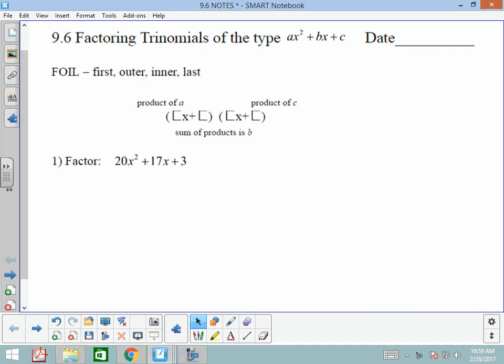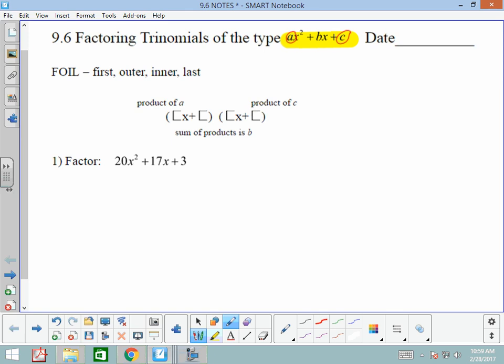One of our last, not the last, but one of the last factoring rules we're going to be learning this year. This one is factoring trinomials of the type ax squared plus bx plus c. What's different about these is that a is going to be a number that is not 1 and for the most part is not a perfect square. Most of the time a and c either are both perfect squares or just one of them may be perfect squares or neither one of them are perfect squares.